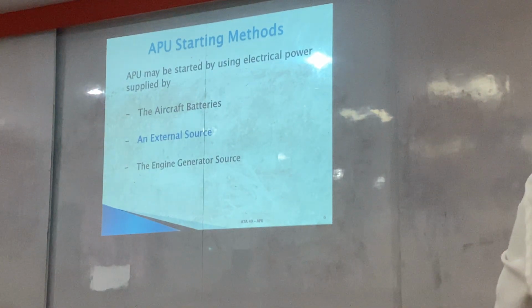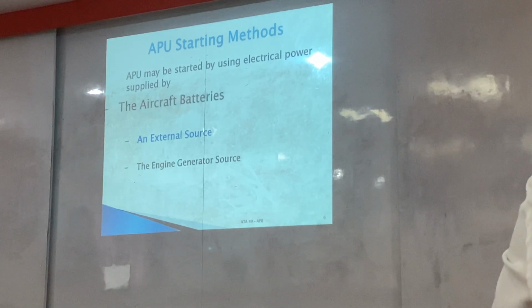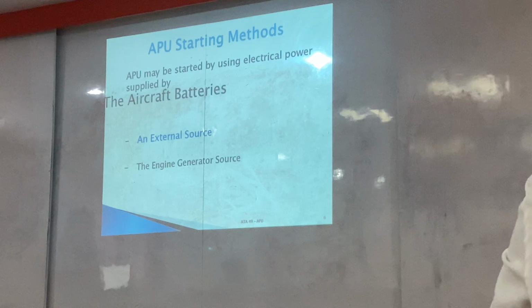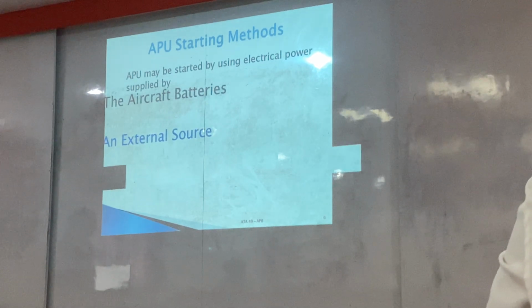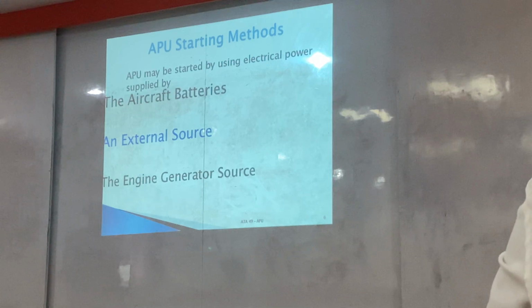The APU may be started by using APU starting methods. How can the APU be started? The APU may be started by using electrical power supplied by the aircraft batteries, an external source, and the engine generator source. These are the three power sources from where you can operate the APU: the aircraft batteries, external source and the engine generator source.